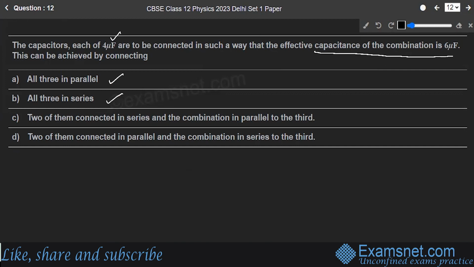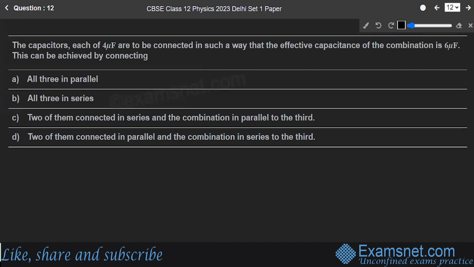All three in parallel, all three in series, two of them in series with the combination in parallel to the third, or two of them in parallel with the combination in series with the third. Okay, before coming to the answer, let's discuss the question.